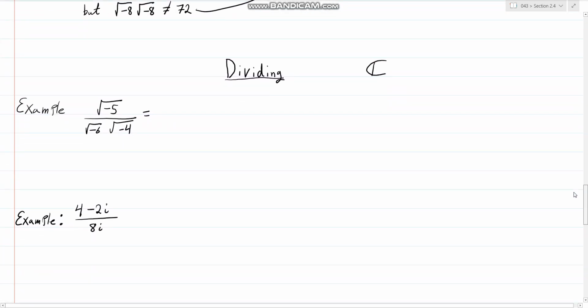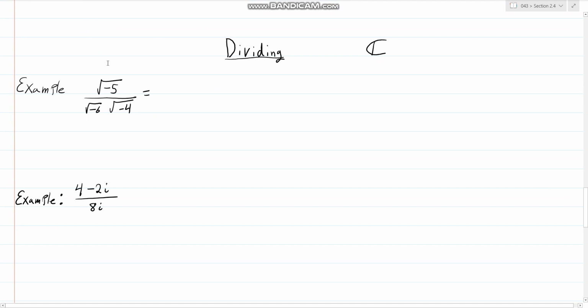Okay. Let's talk about dividing complex numbers and how we might do that. So I have the square root of -5, square root of -6, and the square root of -4. So one way I can do this is I can just take the -1 out and put my i's. So square root 6i, square root 4, and actually, we know that that's just 2, so I'm going to write it that way.